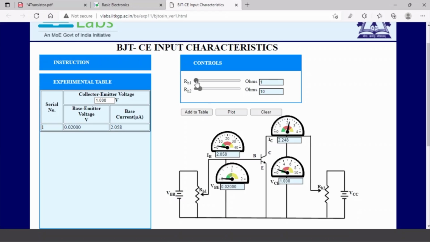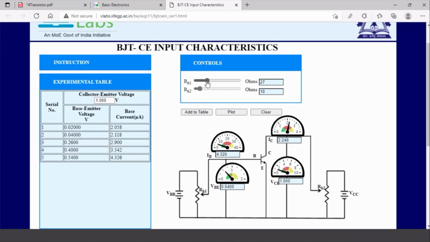So next I'm plotting. I've increased it, add to table, increased and add to table. Increase these values. You can see that these readings are changing. Add to table, change it, add to table, change it, add to table.